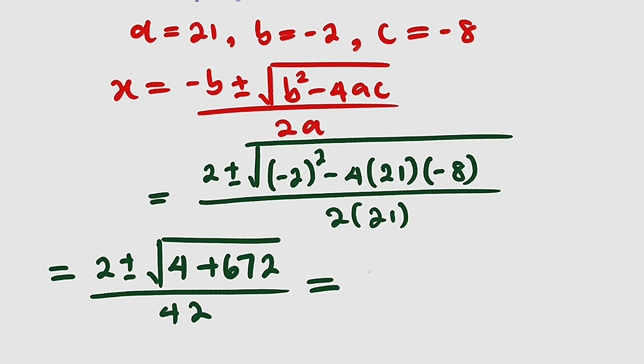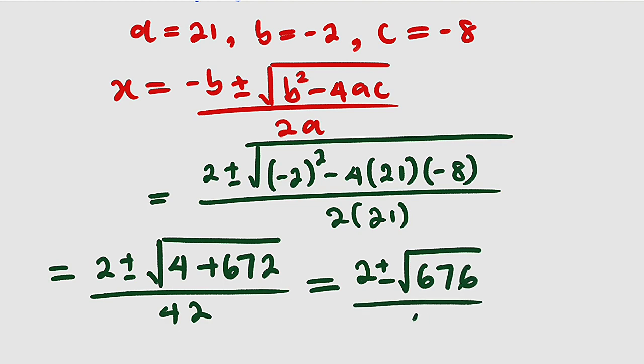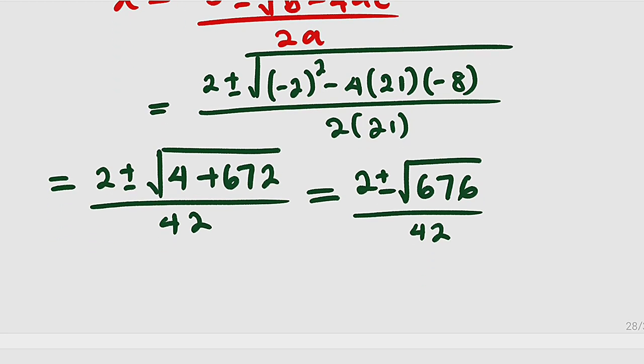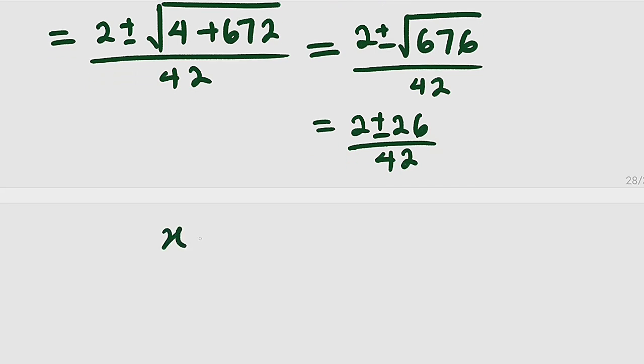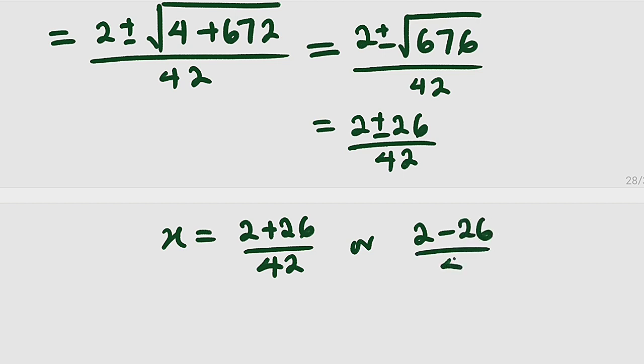I think we can further simplify it as 2 plus or minus the square root of 676, divided by 42, right? So the square root of 676 is equal to 26. So we have 2 plus or minus 26 divided by 42. So the two values of x are x either equal to 2 plus 26 divided by 42 or 2 minus 26 divided by 42.